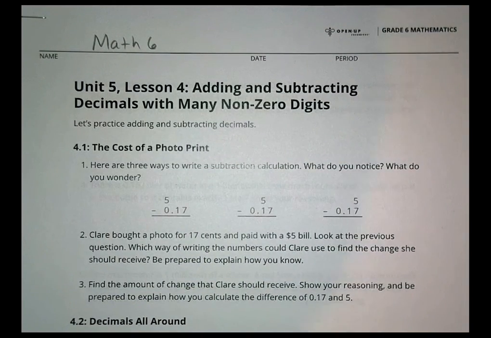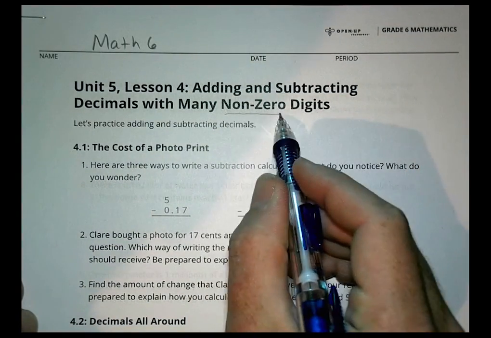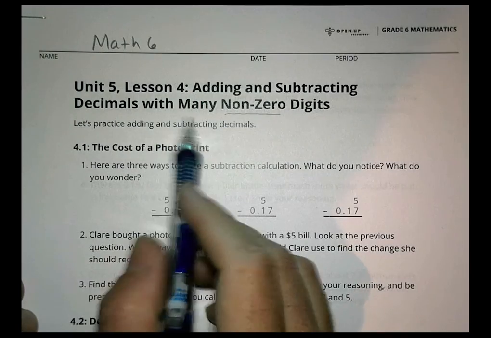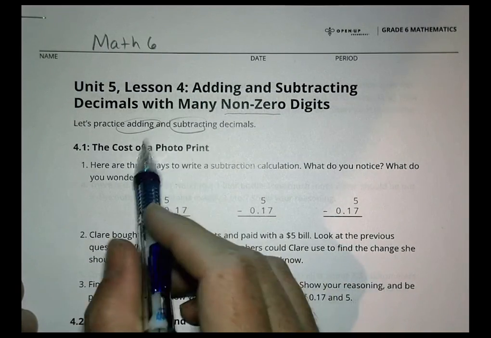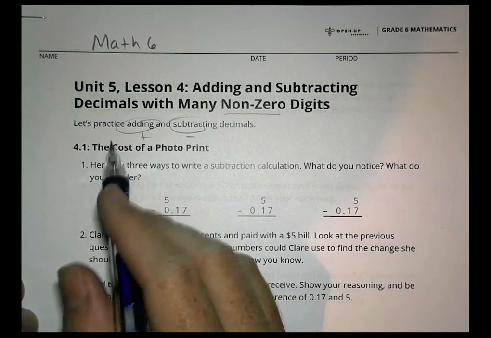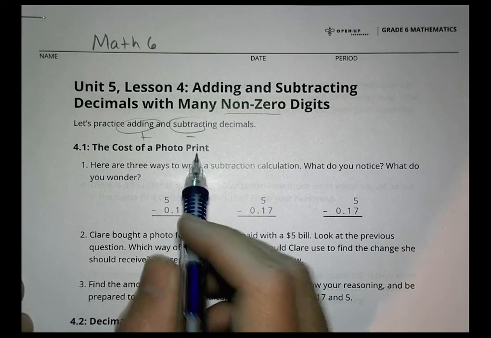Hi there, this is Math 6, Unit 5, Lesson 4, adding and subtracting decimals with many non-zero digits. Okay, so we're going to be doing some practicing of adding and subtracting decimals today, so here we go. First off, we have the cost of a photo print.